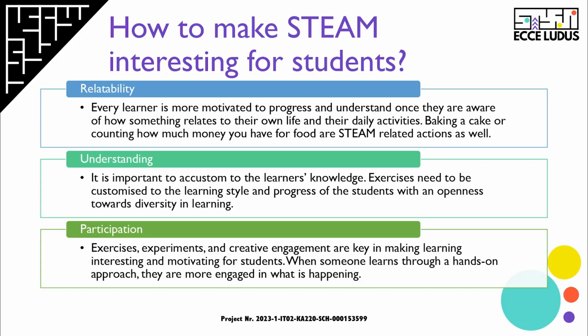How can you make STEAM more interesting for students? There are 3 key aspects in making STEAM more accessible and engaging for students. Relatability. Every learner is more motivated to progress and understand the content when they are aware of how it relates to their own personal life and their daily activities. This can be random and very normal activities like baking a cake or counting how much money we have left for food. Even such simple actions are STEAM-related.